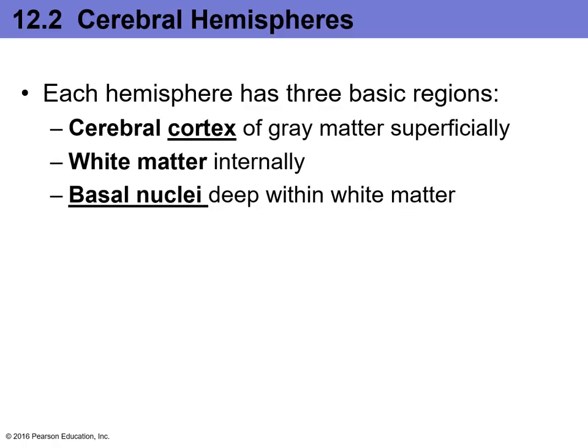So each hemisphere you can divide into regions. You've got the cerebral cortex. By now when you see cortex, hopefully you're thinking, oh, okay, that's got to be the superficial layer. And indeed it is. It's that gray matter, as we've seen, on the surface of the brain. It also is going to have a region where the white matter is, which is going to be deeper, central. And then there's what we call the basal nuclei, which is very deep, embedded within the white matter.